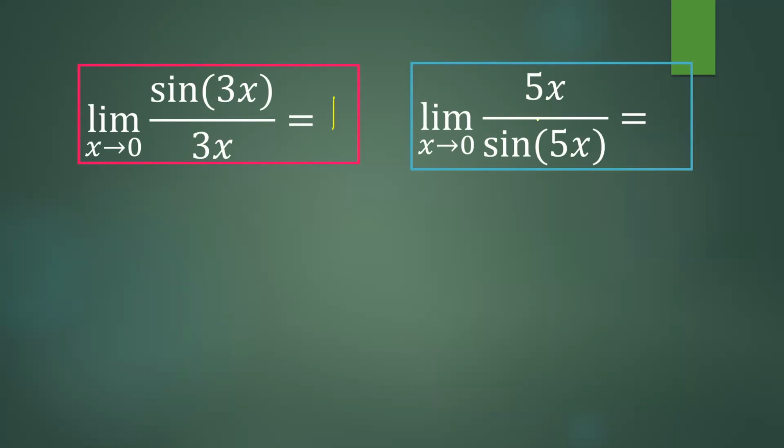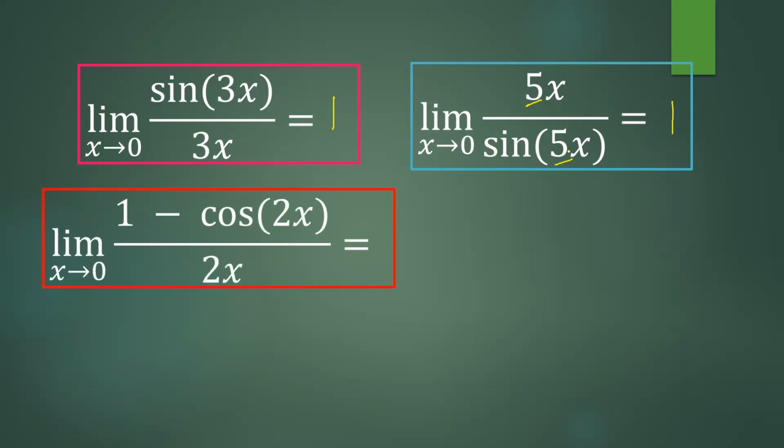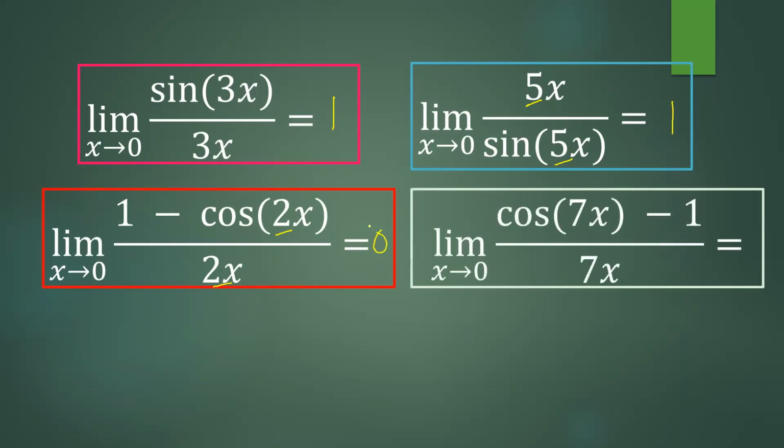So if we get the reciprocal, it's the same property, right? The limit of 5x over sine 5x is also equal to 1, as long as the coefficients of x are equal. Okay. And then if we have 1 minus cosine of 2x over 2x, this will be equal to 0. Then if we have cosine 7x minus 1 over 7x, same, right? This will also be equal to 0.